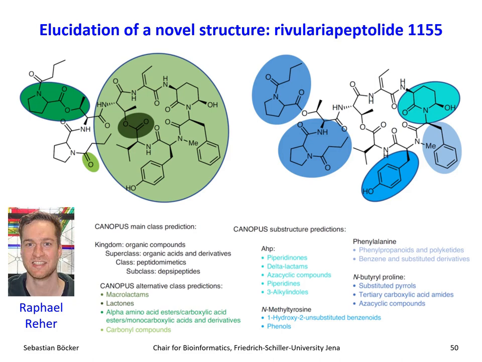But according to him, and you best have a look at the paper to check that, all these different compound classes that CANOPUS assigned were extremely helpful to find the structure of this peptidic compound. I'm not going into the detail, but here are all the substructure predictions or the compound class predictions that CANOPUS provides for you, and you can decide for yourself. He color coded it very nicely whether or not that would be helpful to find the structure of the complete compound.